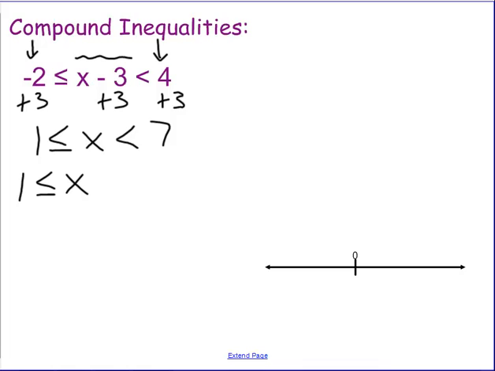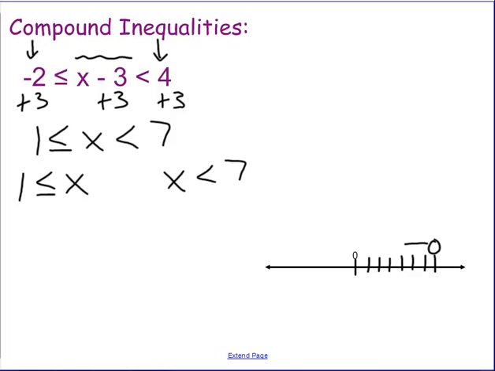I have the inequality of 1 is less than or equal to x, and I also have the inequality of x is less than 7. The x is less than 7 graph seems to be a little easier for most of you because it's what you've seen. I'd come over here and I'd have an open dot, and I know I'm going to the left for less than. This first one is a little more difficult. 1 is less than or equal to x.